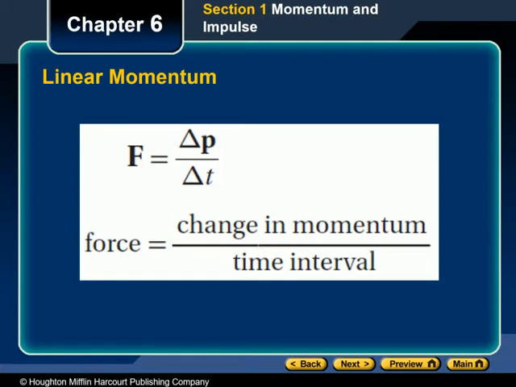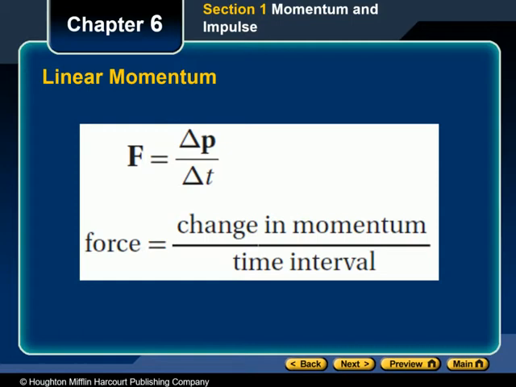In fact, when Newton first expressed his second law mathematically, he wrote it not as F equals ma, but in the form shown on the screen here: F equals delta p over delta t. We can rearrange this equation to find the change in momentum in terms of the net external force and the time interval required to make this change.